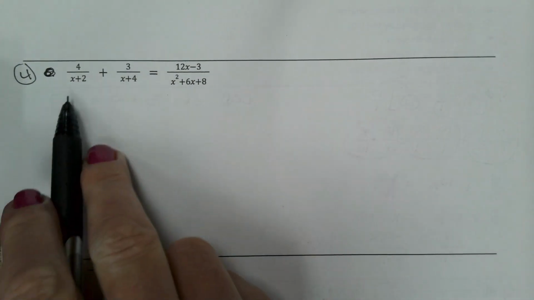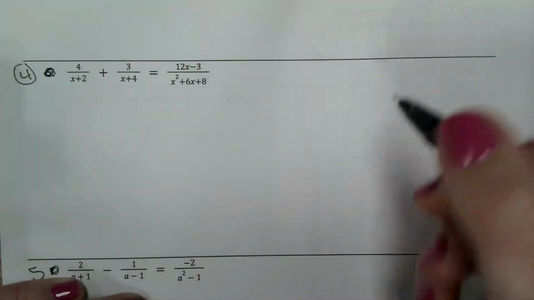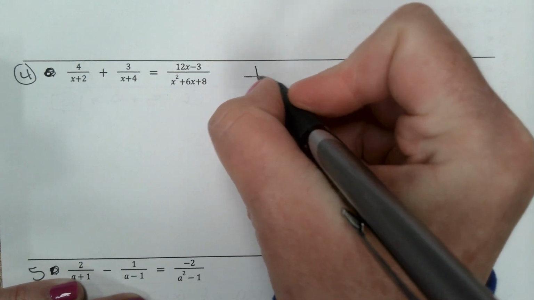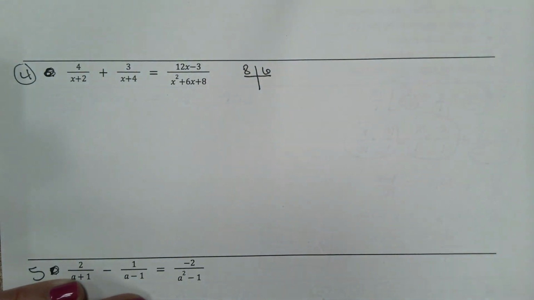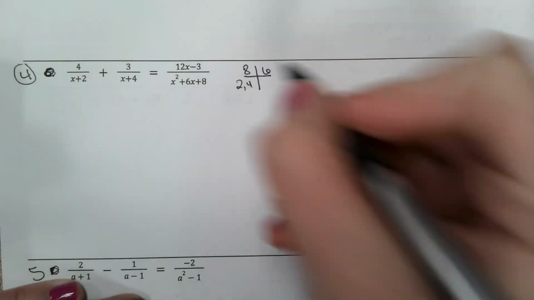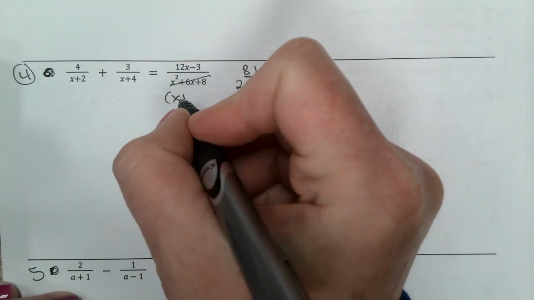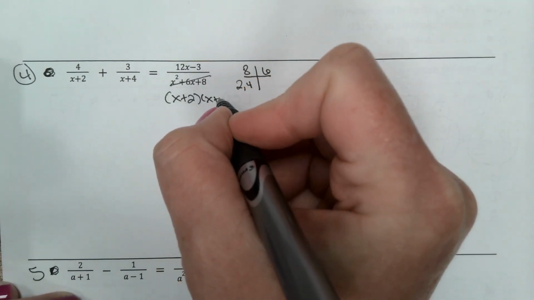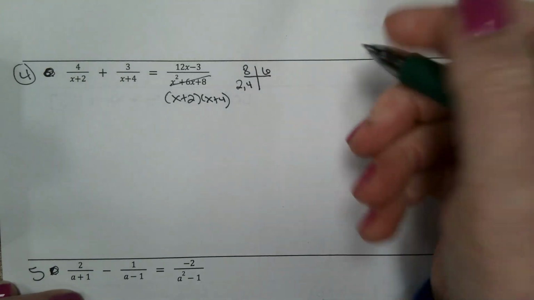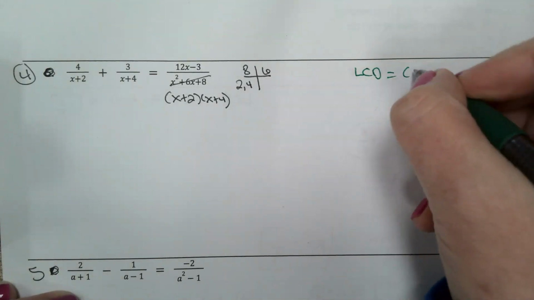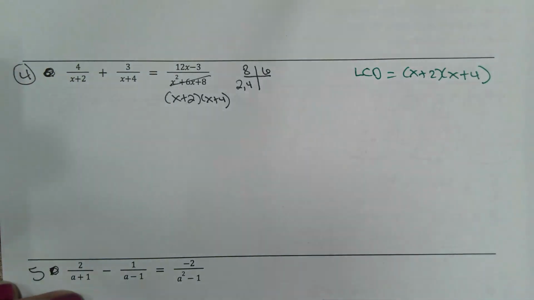So the first step said that you should factor any denominators. So this trinomial right here, I'm going to make an ACB chart and factor it. So I need factors of 8 that add up to 6. So that would be 2 and 4. So this factors as x plus 2, x plus 4. So my LCD is x plus 2, x plus 4.